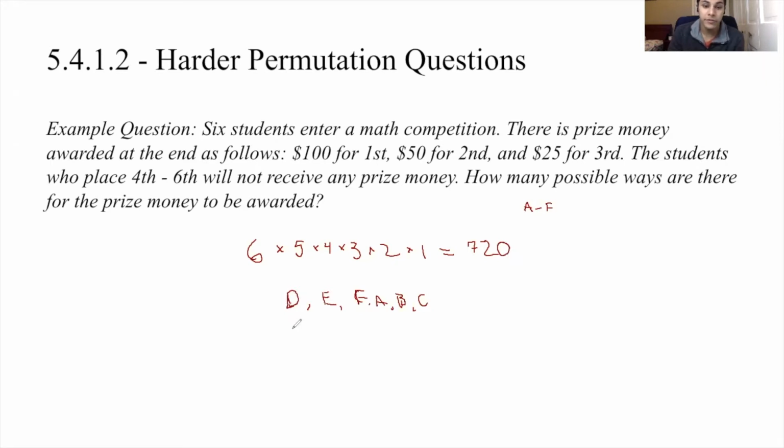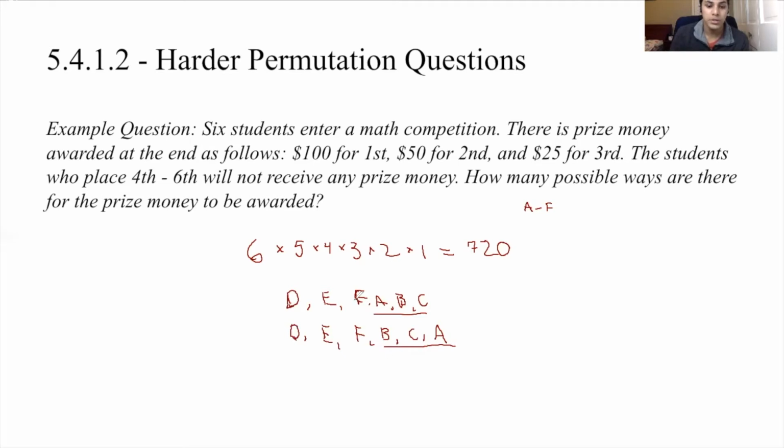Now, if we come up with a different combination of the students in order, so for example, D, E, F, B, C, A, then in this case, D would get the $100, E would get $50, and F would get $25. And that's the exact problem. You'll notice that the prize money was awarded the exact same way to the students in both of these scenarios, even though the students placed differently. Because the people in the last 3 spots, they don't get any prize money. So it doesn't matter what order they came in.